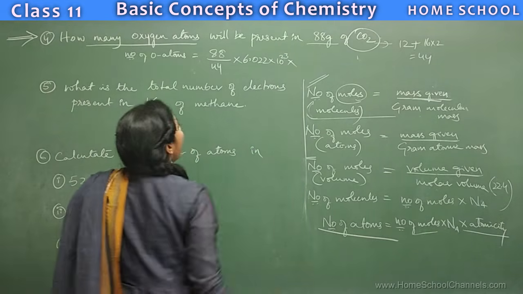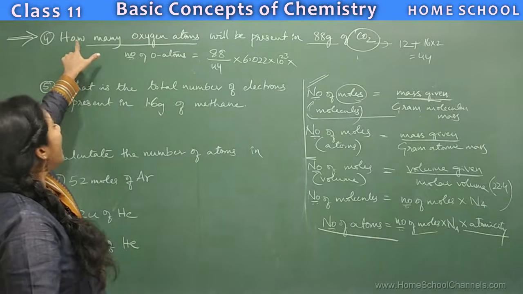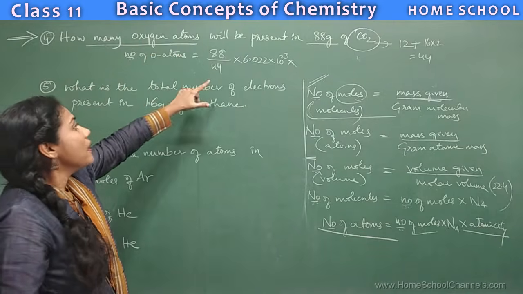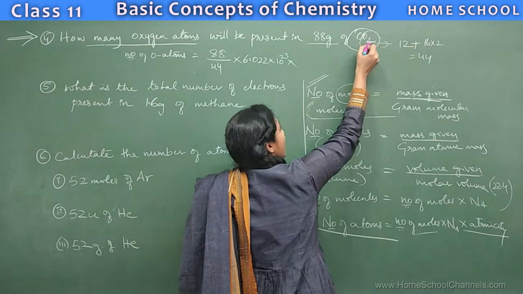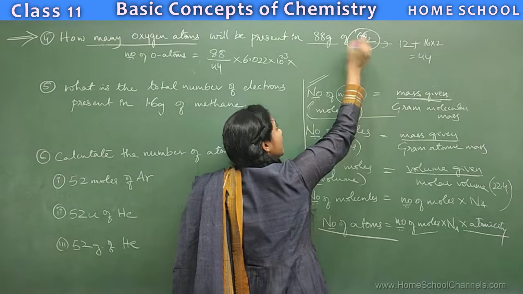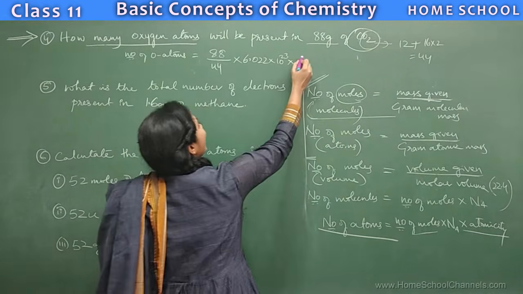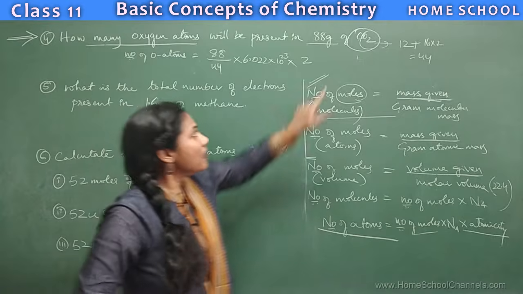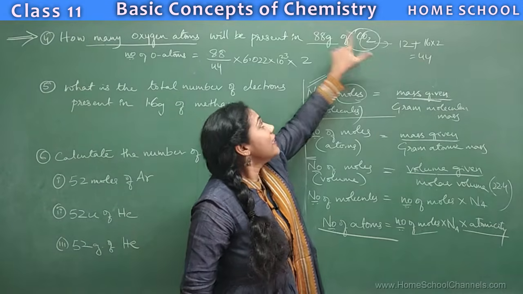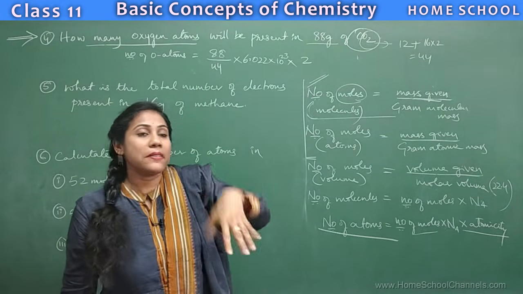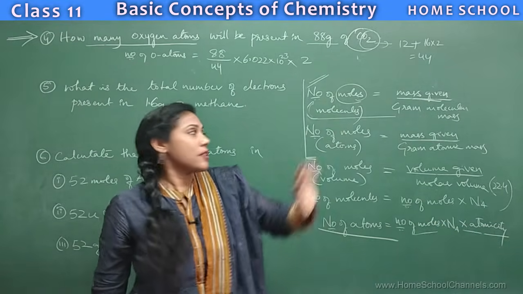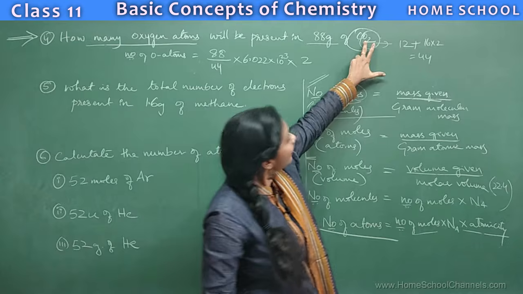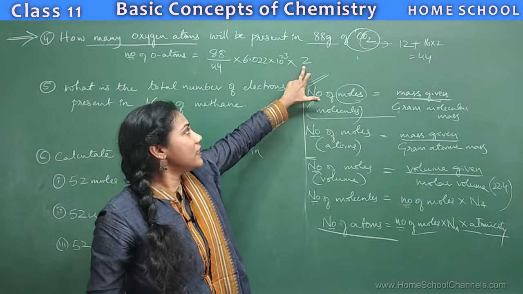Okay, and atomicity. See how many oxygen atoms. So what is the atomicity of oxygen? How many oxygen atoms are there in one molecule? It is 2, right? So here atomicity is 2. Atomicity is not 3 here. They are asking how many oxygen atoms, then you have to consider the atomicity of oxygen atoms. How many oxygen atoms are there? 2. Okay, so atomicity 2.